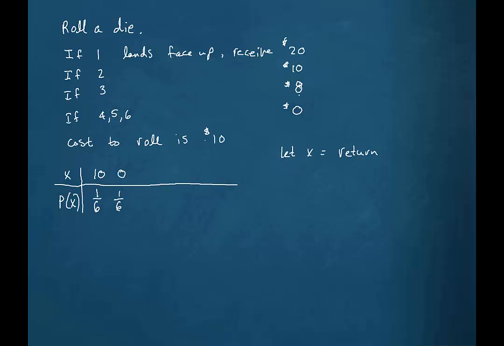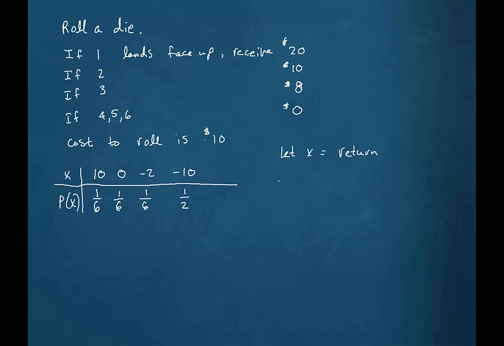If we roll a 3, we receive $8, but it costs 10 to play, so that return would be -2, and that probability is a sixth. If we roll a 4, 5, or 6, there is no payout, and the cost is $10. So that value of the random variable then would be -10. And that probability would be a half.